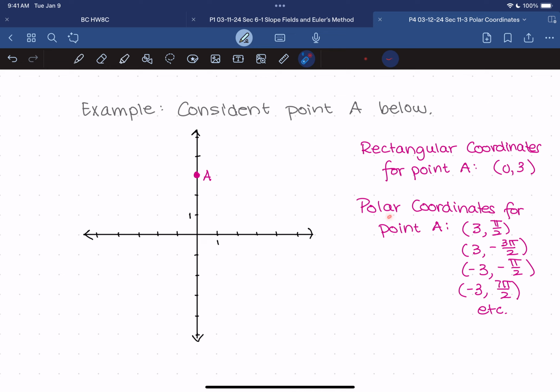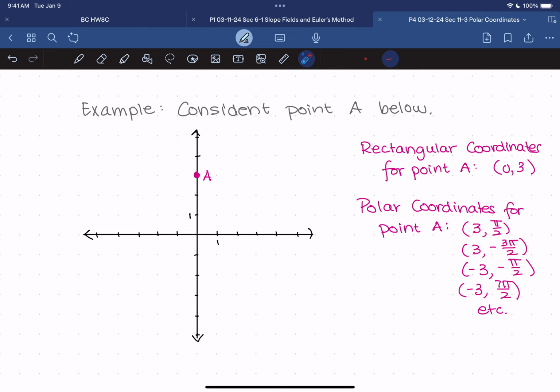When you're doing polar, you could say it's on the circle of radius 3 and it's at the angle pi over 2. So we have a circle of radius 3, 3 units away from the origin, and it's gone around the circle pi over 2 radians. Or we could say that it's gone around the circle negative 3 pi over 2 radians.